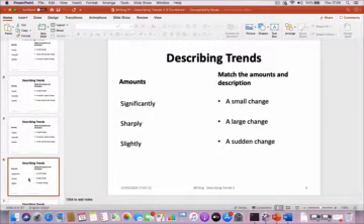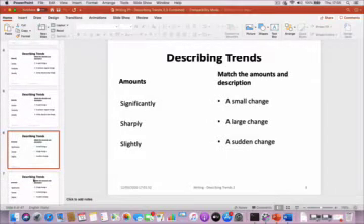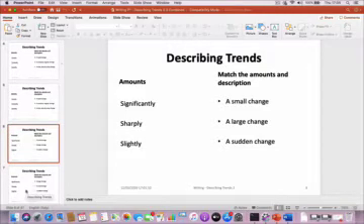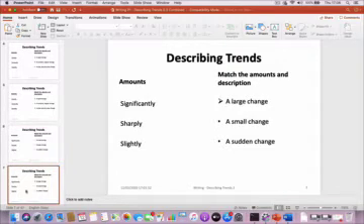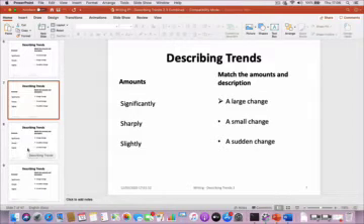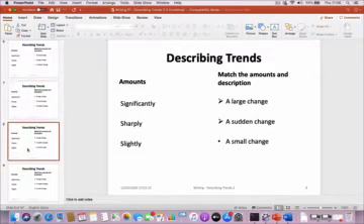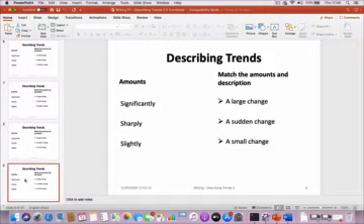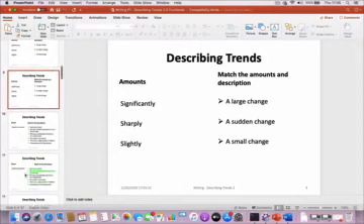Same idea here. In this case, I'm talking about amount, not how the line changed, but the amount it changes. The first one we have is significantly. If we say the graph increased significantly, then what I mean is it is a large change. Sharply refers to a sudden change. Sharp refers to a point, maybe the point of a needle, an angle, that is sharp. And then obviously slightly refers to a small change.